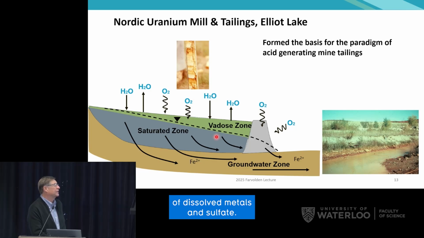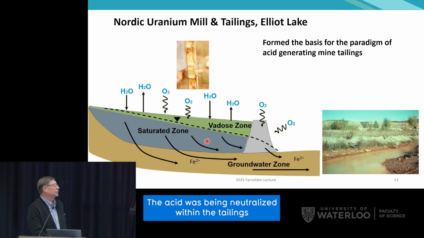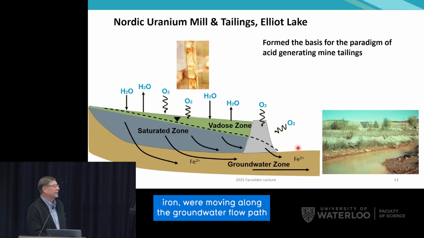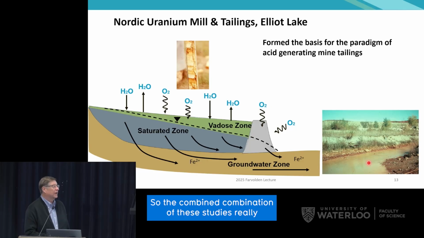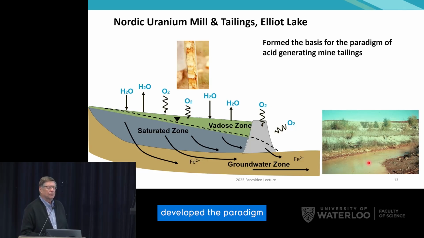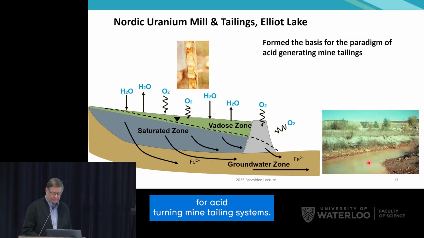dissolved metals and sulfate. The acid was being neutralized within the tailings, but the high concentrations of ferrous iron were moving along the groundwater flow path and exiting into, in this case, a drainage channel where it's oxidizing and causing acidification. So the combination of these studies really developed the paradigm for acid-generating mine tailings systems.